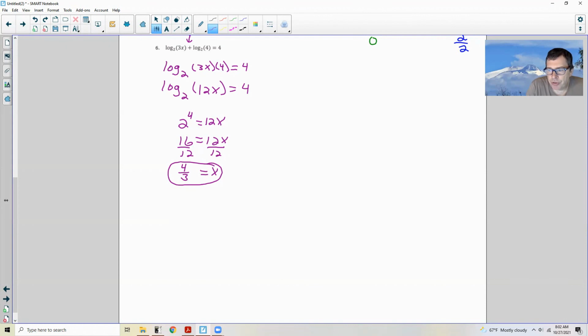Okay. 4/3 is greater than 0. We can take the log base 2 of both of those. Therefore, it's defined. Alrighty. Actually, we didn't have to do that there. That's just log 4. We just had to check the x.